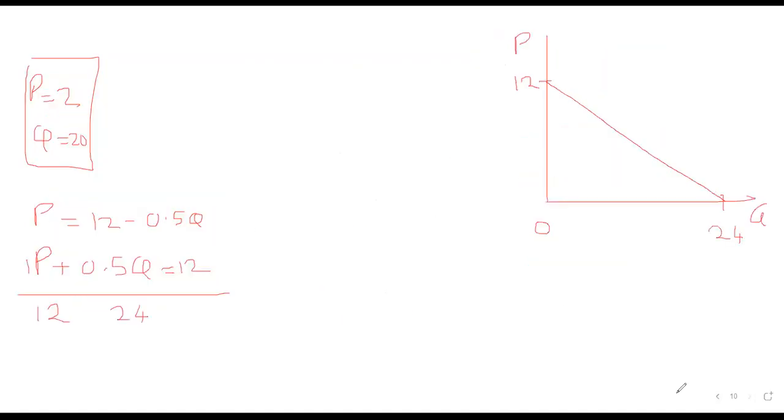Our supply is P is equal to 0.1 Q. What do we do? This one is tricky, but I explained it. Anyone who remembers? I can try. So we are going to put the like items together, the letters. So it is going to be P minus 0.1 Q is equal to 0. Good.